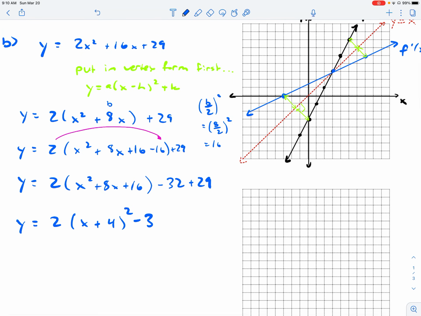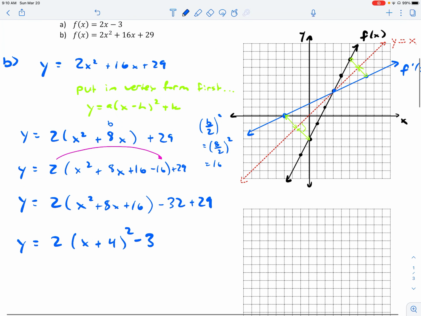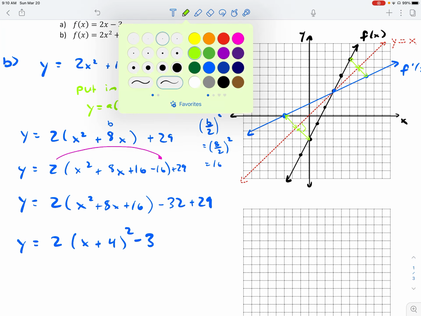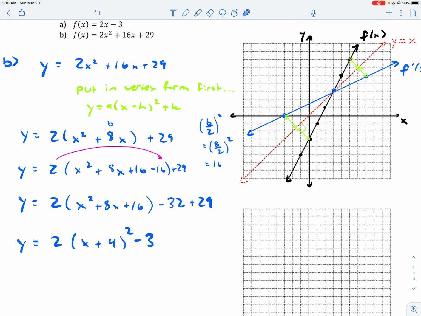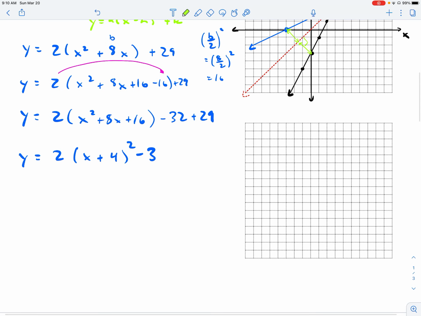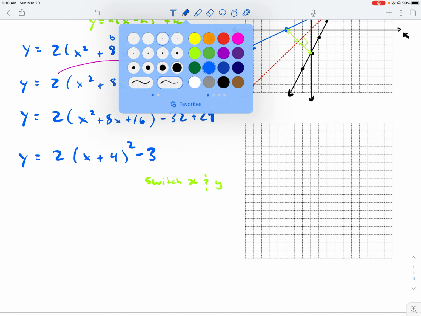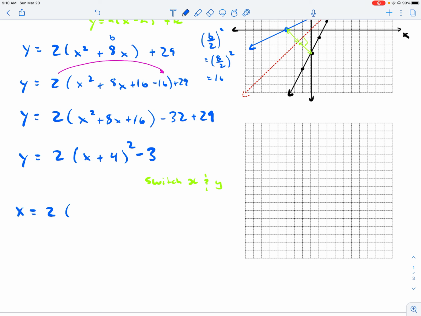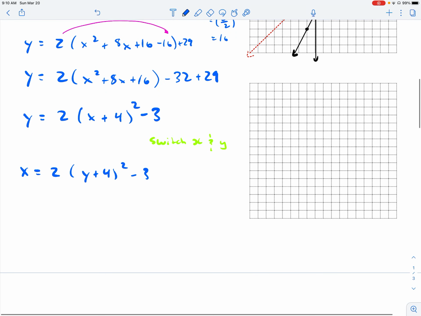So now that we've done that, we can go ahead and finish what we were trying to do with this question. So this question, remember, we're trying to find the inverse. So now that we've gone from this with two x terms, we now just have one x term. Okay, and switching x and y will be really easy. So that's our next step. Switch x and y. So we're going to have x equals 2 times y plus 4 squared minus 3. And now we've got to isolate for y. Okay, we've got to isolate for y.